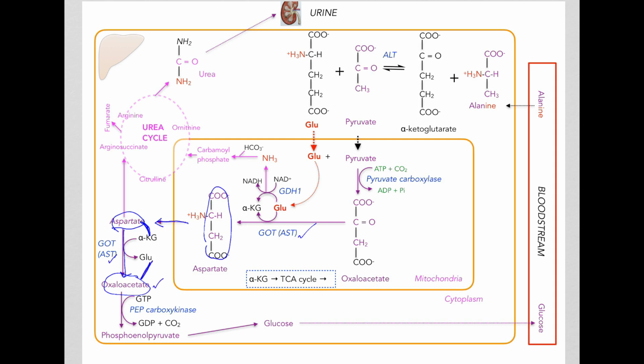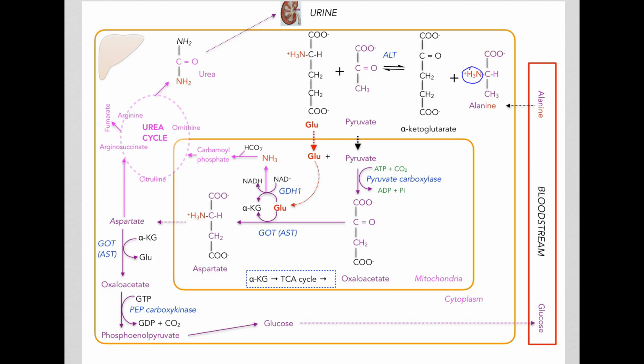This oxaloacetate then can be used to synthesize glucose by gluconeogenesis. And this glucose then will be transported out into the bloodstream in order to maintain the blood concentration of glucose at optimum levels, at least 40-50 milligrams per deciliter during starvation. What about the nitrogen part of the alanine?